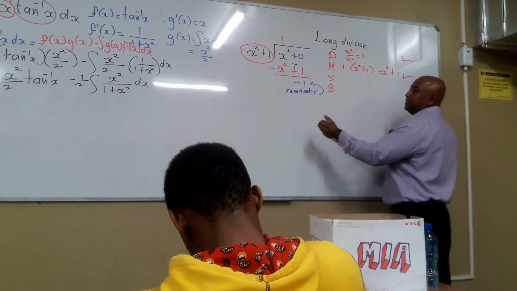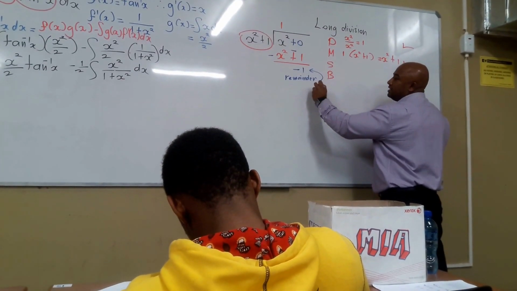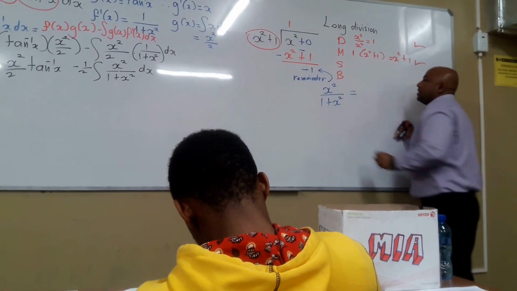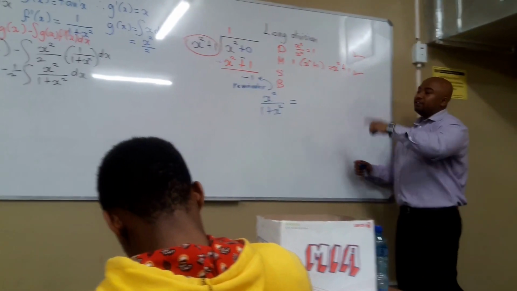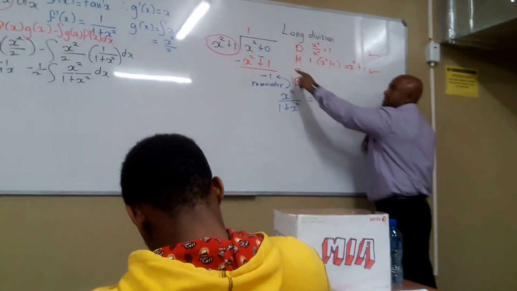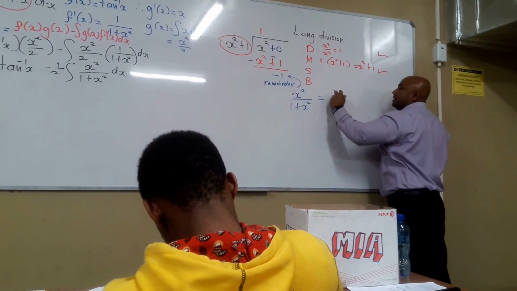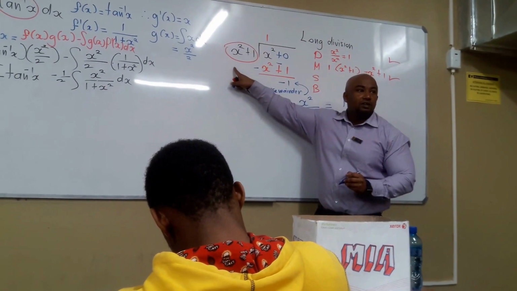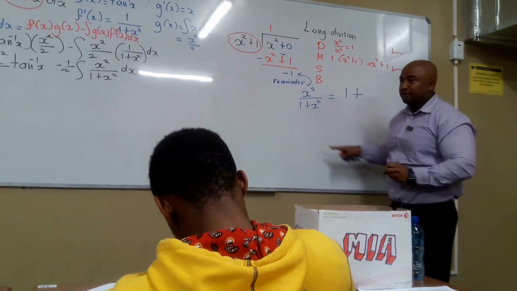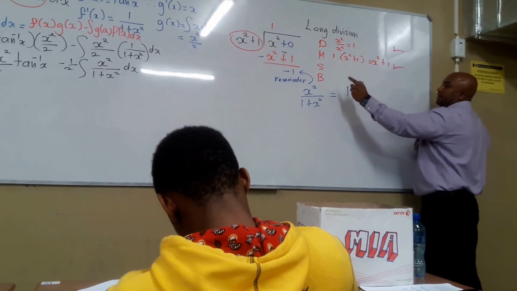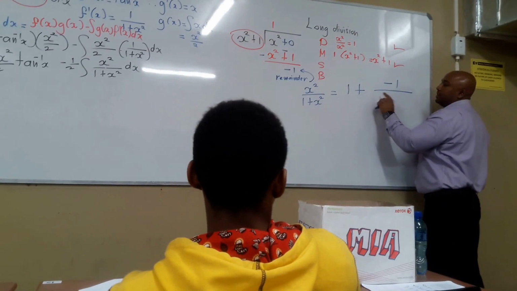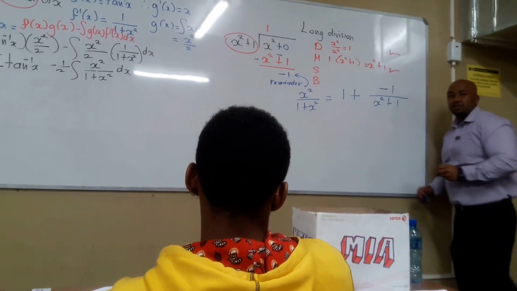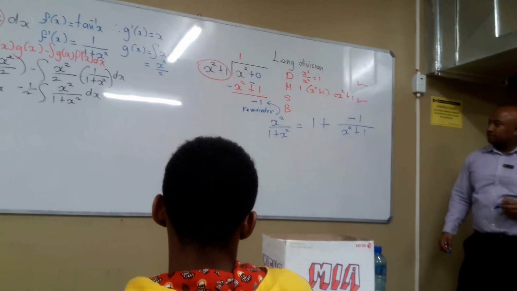So what just happened here? We have taken x squared over 1 plus x squared, and we rewrote it, or we divided it, and the result was on the top here, which is 1 plus the remainder all over the denominator, always. Okay, so what was the remainder? It was minus 1 all over the denominator, which is 1 plus x squared, or x squared plus 1. It doesn't make a difference.